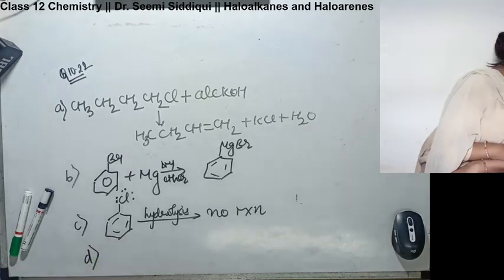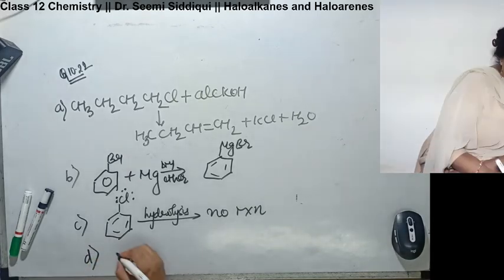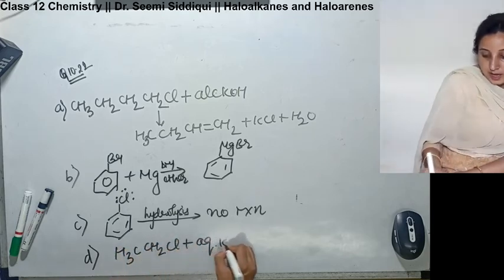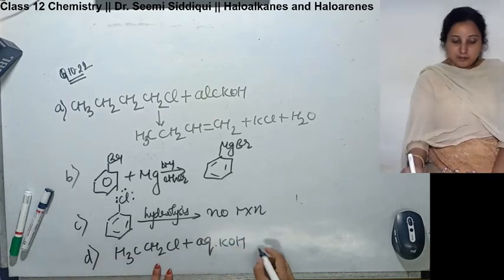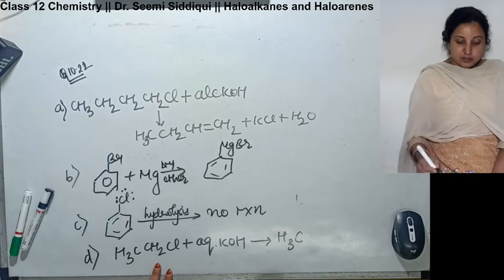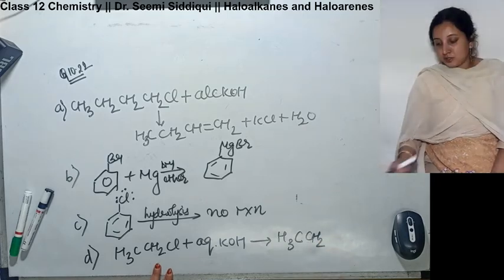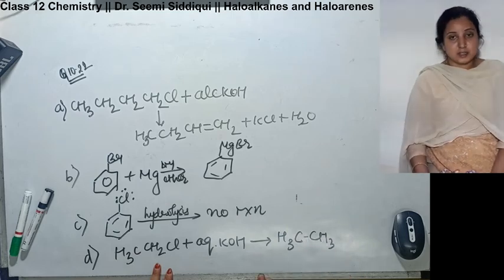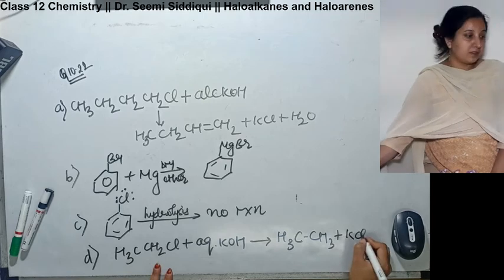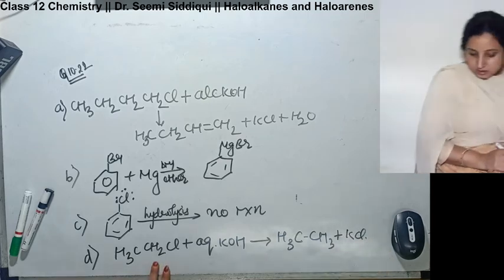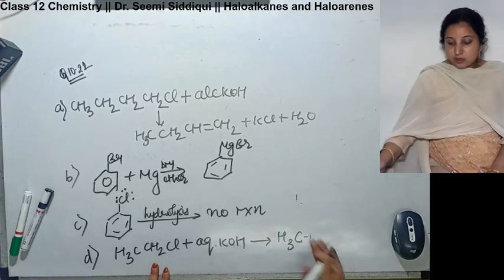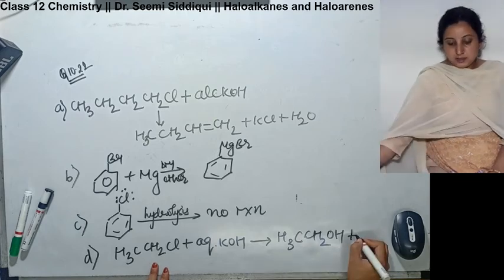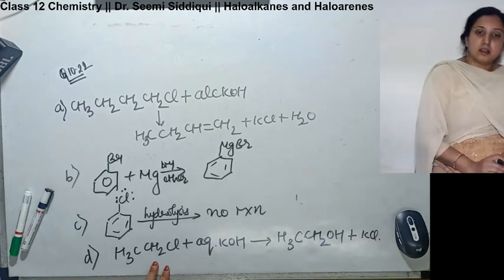D part says ethyl chloride is treated with aqueous KOH, CH3CH2Cl plus aqueous KOH. अब aqueous KOH है तो क्या हो जाएगा यहाँ पे, CH3CH2OH plus KCl. Okay.